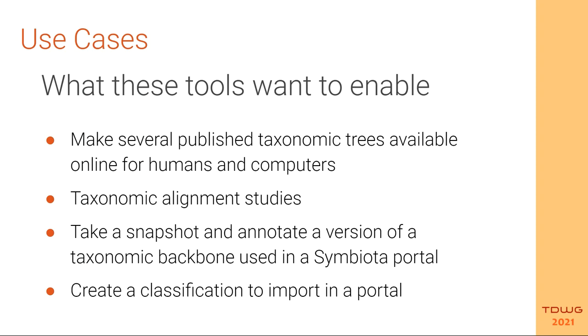Here are a few use cases that I hope to implement. Thinking of someone that wants to make several published taxonomic trees available online for both humans and computers because they're doing a sort of taxonomic alignment study where they want to compare different taxonomic classifications and their change throughout time. Or think of a user that wants to take a snapshot of a version of a taxonomic backbone used in a Symbiota portal. Or maybe someone who wants to establish a Symbiota portal but needs to import a taxonomic backbone from scratch, and they want to create one because they can't find one online.